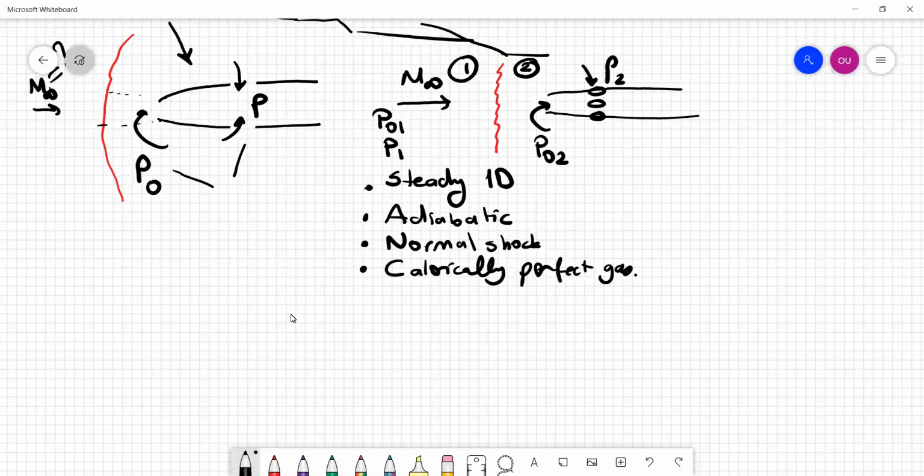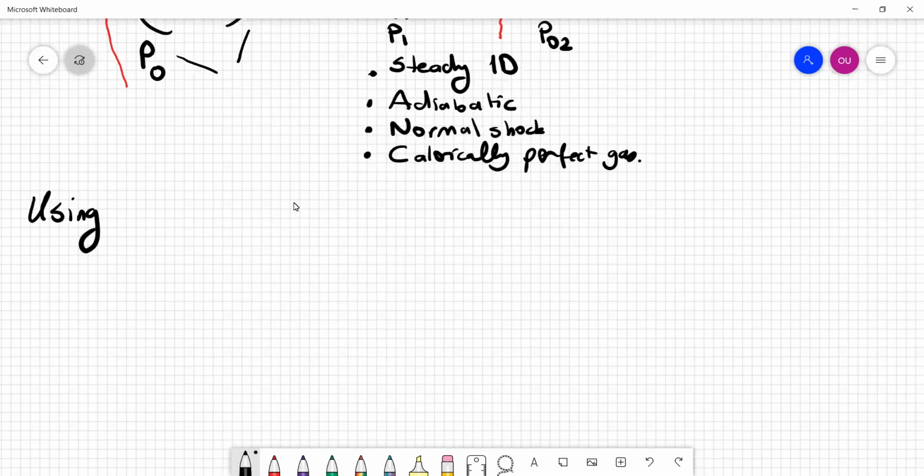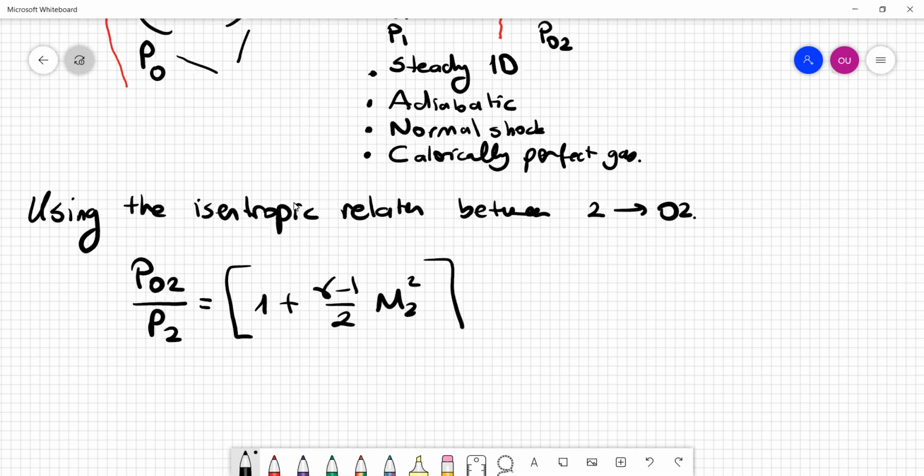So we can relate P02 and P2 isentropically, using the isentropic relation between 2 and 0,2, let's say. We can relate these two pressures, P02 and P2, which both are measured by the sensors inside the aircraft that are attached to the pitot-static tube, is equal to 1 plus gamma minus 1 over 2 M2 square to the power gamma over gamma minus 1.